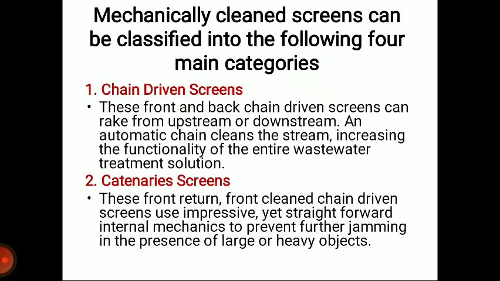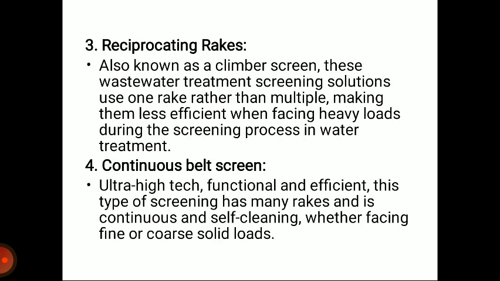One, chain driven screens. These front and back chain driven screens can rake from upstream or downstream. An automatic chain cleans the screen, increasing the functionality of the entire wastewater treatment solution. Next, catenary screens. These front cleaned chain driven screens use impressive yet straightforward internal mechanics to prevent jamming in the presence of large or heavy objects.